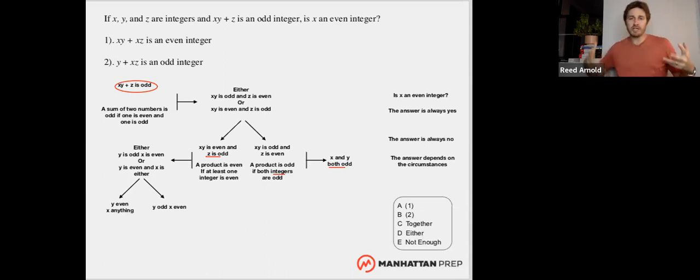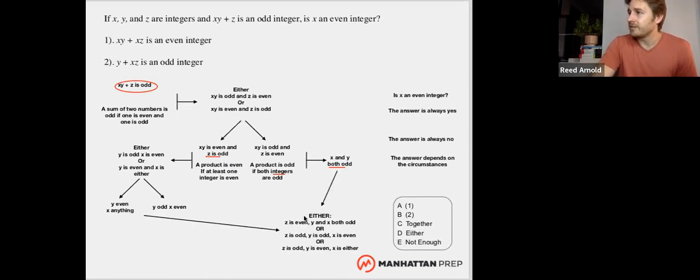And what you can do is chase these rabbits, make these inferences in these different possible branches, and realize that ultimately you have three worlds here. Either z is even and x and y are both odd, or z is odd and y is odd and x is even, or z is odd, y is even, and x is question mark. You wouldn't be able to know. But those are the three worlds up top that you can get to, that you're in.